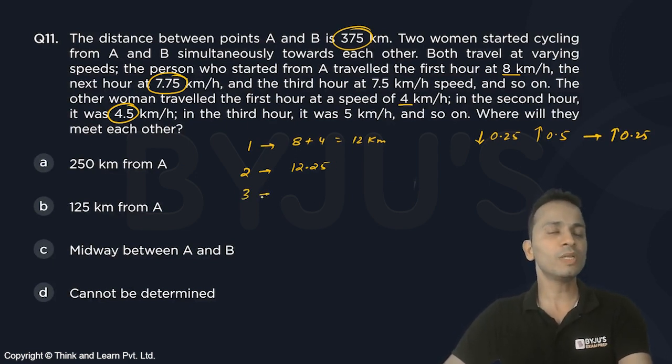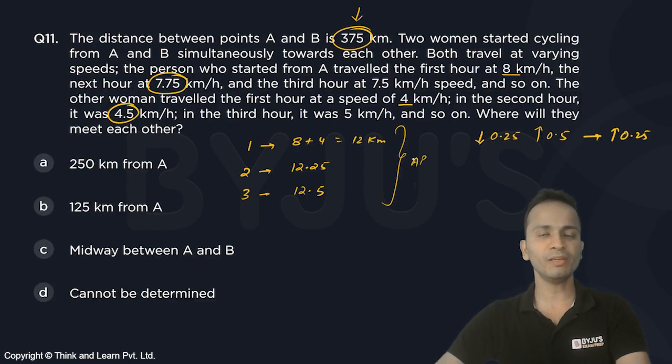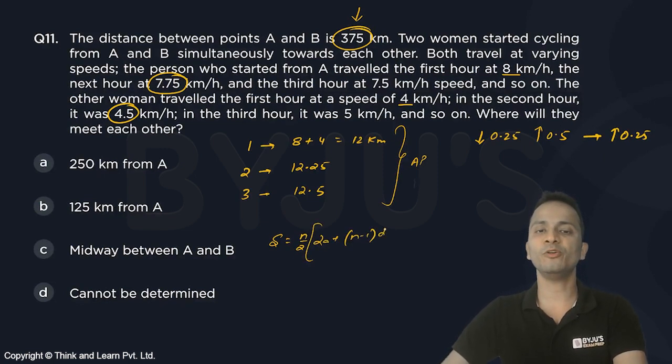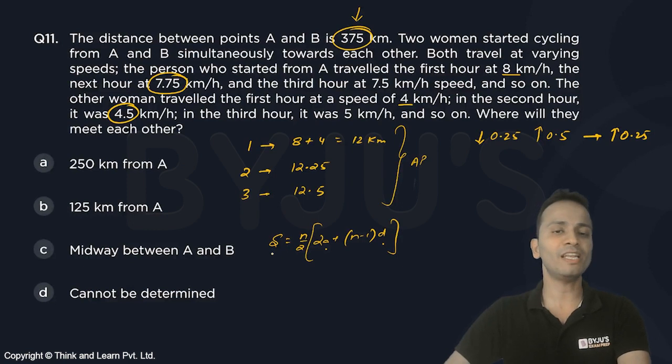Now the distance will keep on increasing by 0.25. So in the third hour it will be 12.5, in the fourth hour it will be 12.75, and so on. We'll have to find out after how many hours the total distance traveled by these two ladies will become 375. So you can clearly see an AP forming, and you can apply the formula of AP. The sum is equal to n by 2 bracket 2a plus n minus 1 into d. We know the value of a, we know the value of d, we know the value of the sum. We just need to find out the value of n.